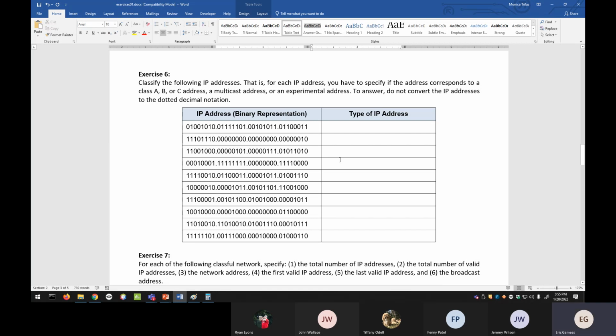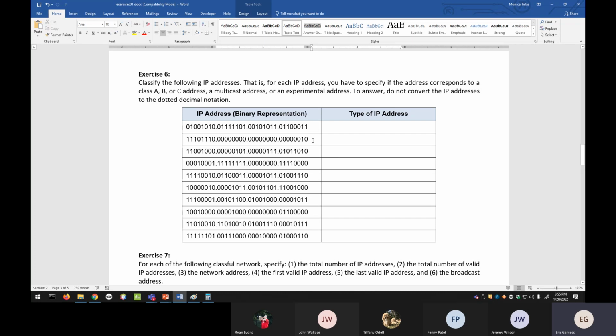Okay, look at this exercise, exercise 6. Classify the following IP addresses. For each IP address, you have to specify if the address corresponds to a class A, a class B, or a class C, a multicast address which is class D, or an experimental address which is class E. They say, to answer, do not convert the IP address into dotted decimal notation.